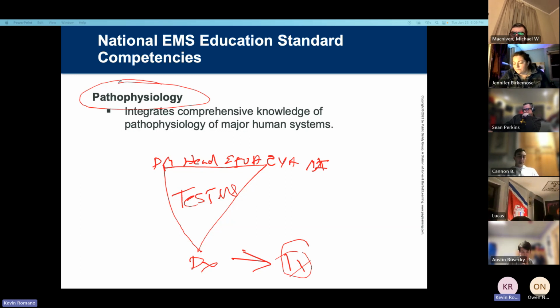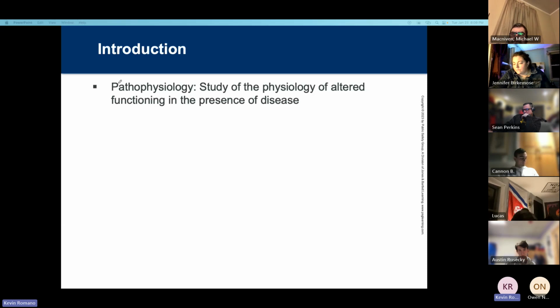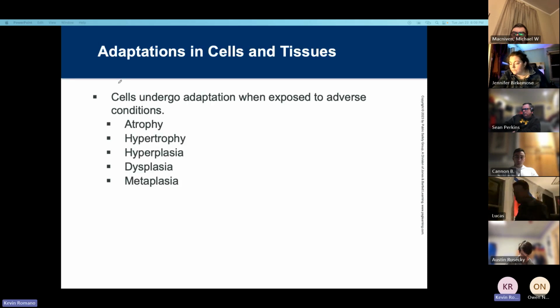in patient assessment? So pathophysiology is the study of the physiology of altered functioning in the presence of a disease. When the body can no longer maintain homeostasis, a disease may result. What's going on underneath it? You must understand the ways diseases alter the structure and function in the cells. Cells undergo adaptation when exposed to adverse conditions: atrophy, hypertrophy, hyperplasia, dysplasia, metaplasia as well. Let's go over those in a little more detail.